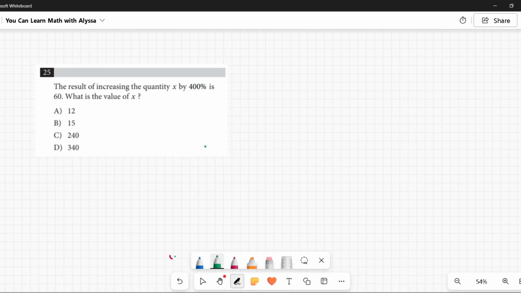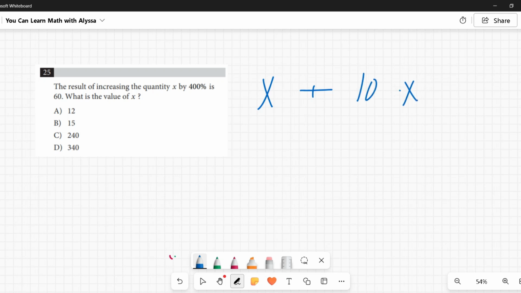Number 25. The result of increasing the quantity x by 400% is 60. What is the value of x? To increase something by 400%, let's go back a little bit and ask, what would it mean if I increased x by 100%? A 100% increase means I increased it by x times 100%. This is the amount you'd be increasing it by, and you are increasing the original by that amount, so you have to add them together.